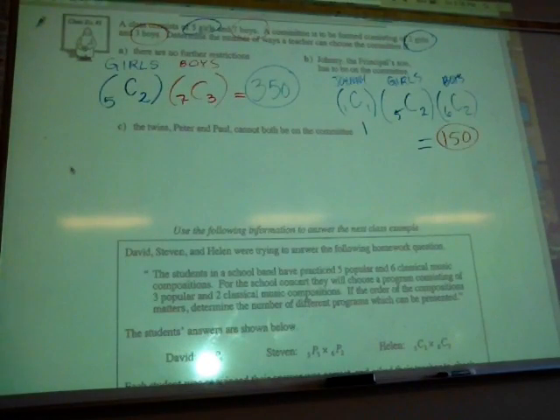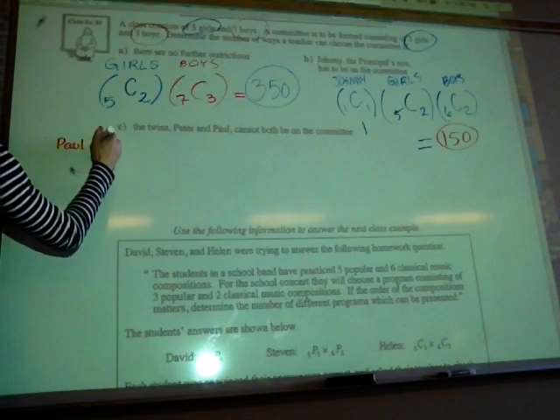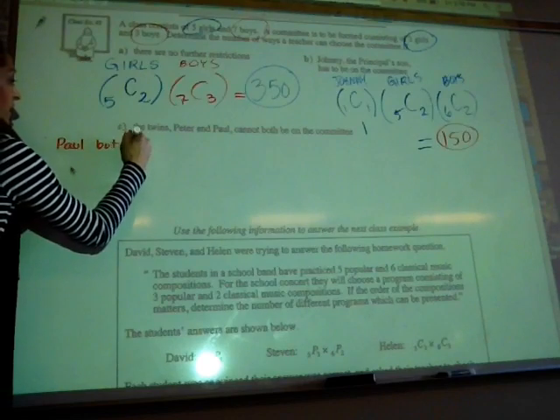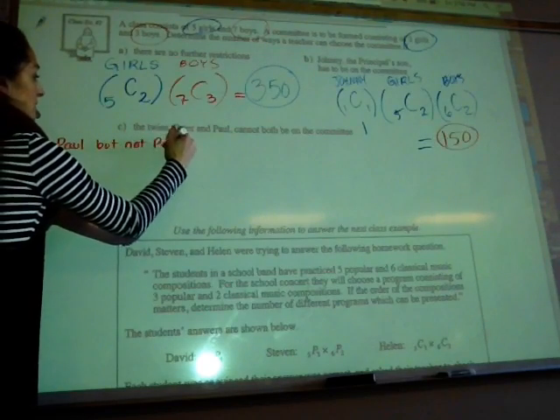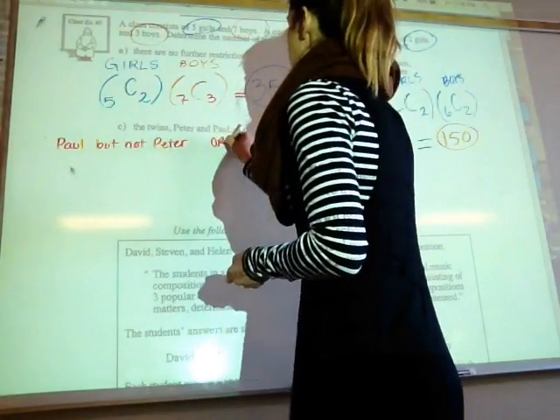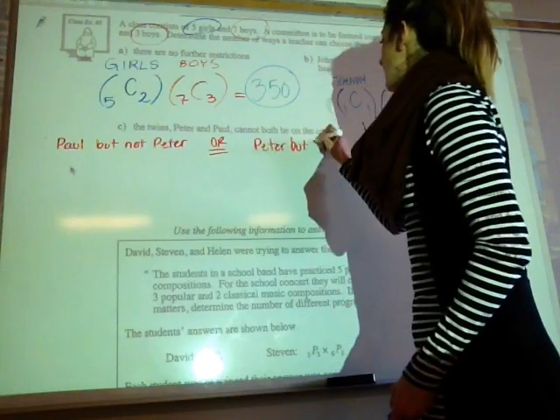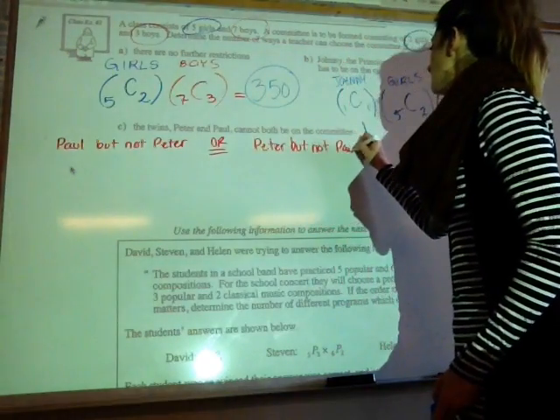Alright, the twins, Peter and Paul, they cannot both be on the committee. So the first case would be Paul, but not Peter, or Peter but not Paul.